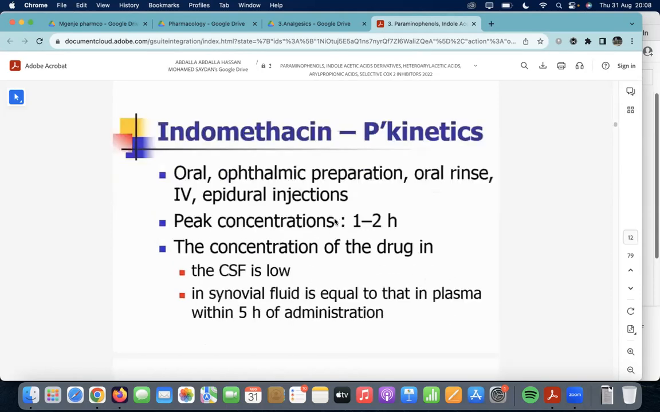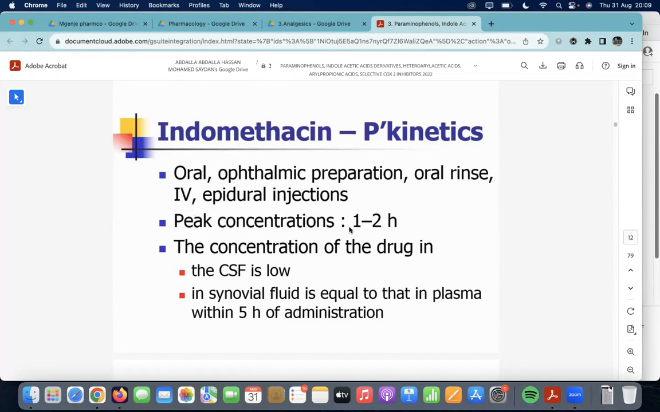So, pharmacokinetics of indomethacin: it's given orally. It's an NSAID, so it's given orally. I think most NSAIDs are given orally. Ophthalmic preparation, I think those are like eye drops. Oral rinse, I think that's mouthwash. Intravenously, and epidural injections. Epidural is like, I think on the skin. And most of these drugs that are given subcutaneously usually have pain at the site of injection.